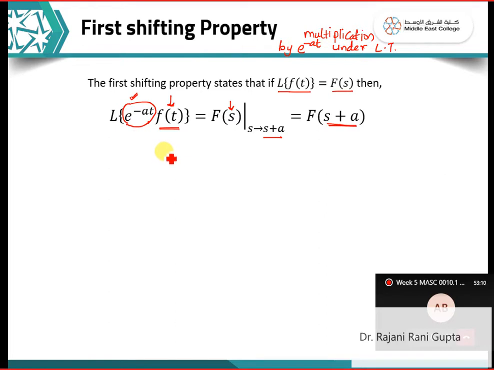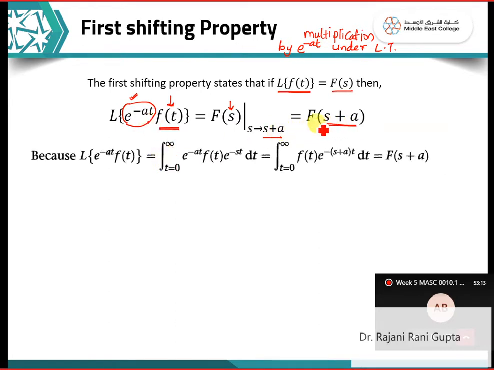Now how does this result come? If we apply the basic formula, the definition of Laplace transform, then in place of f of t you have e power minus at f of t. We replace it here, multiplied by e power minus st. Now we combine these two terms together, so e power minus st minus at, which we can write by taking minus outside. So this gives you this portion. This is the derivation part.